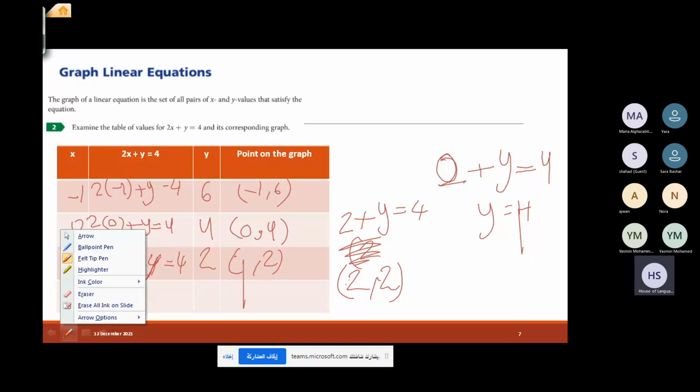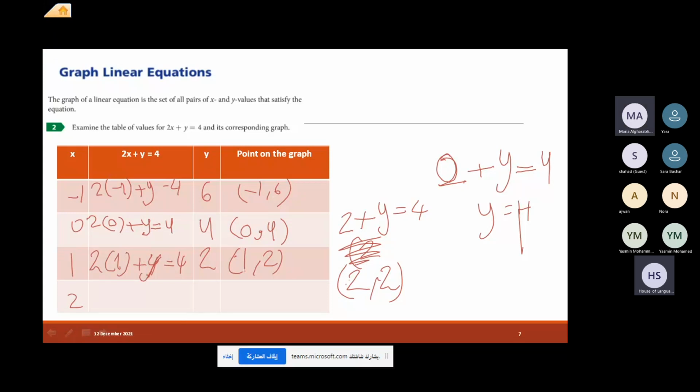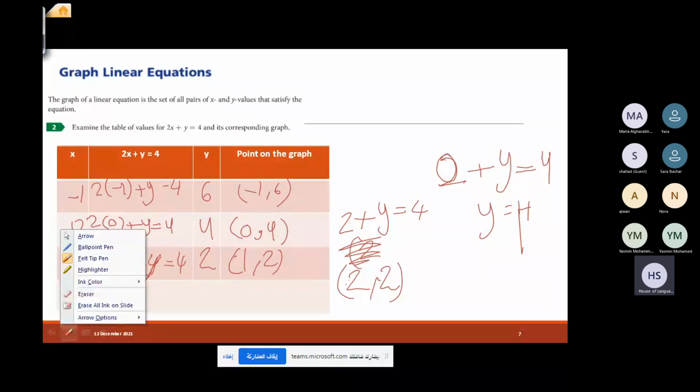Now, how? Because you add 1. Because you substitute the 1. Because the value of x is 1. That's it. Let me solve it. Do you know from where she got y equals 2? Now, Layal, yes.